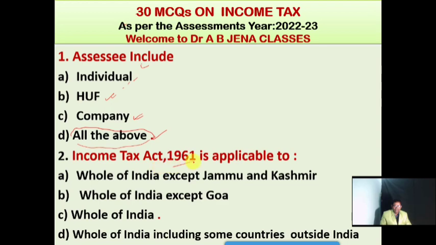Income Tax Act 1961 is applicable to: option A, whole of India except Jammu and Kashmir; option B, whole of India except Goa; option C, whole of India; and the last option D, whole of India including some countries outside India. So the right option will be C. C is the right option for this MCQ. Income Tax Act 1961 is applicable to the whole of India.